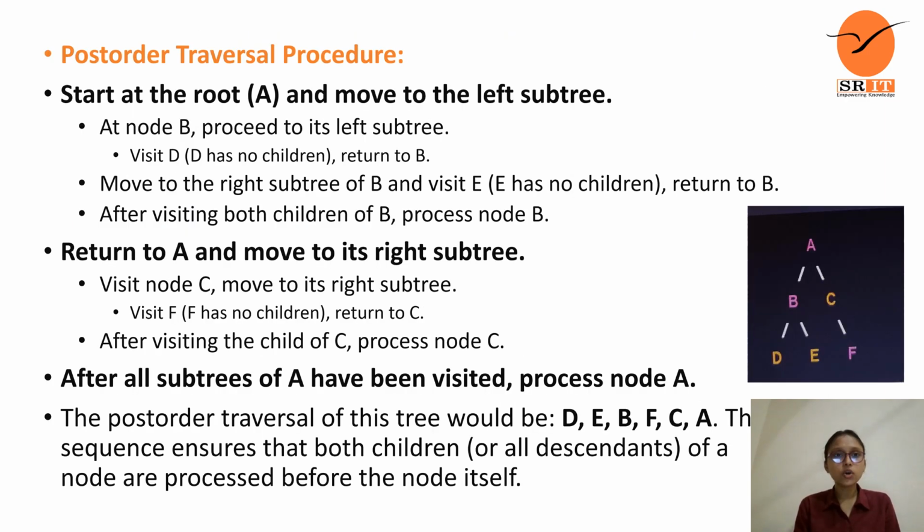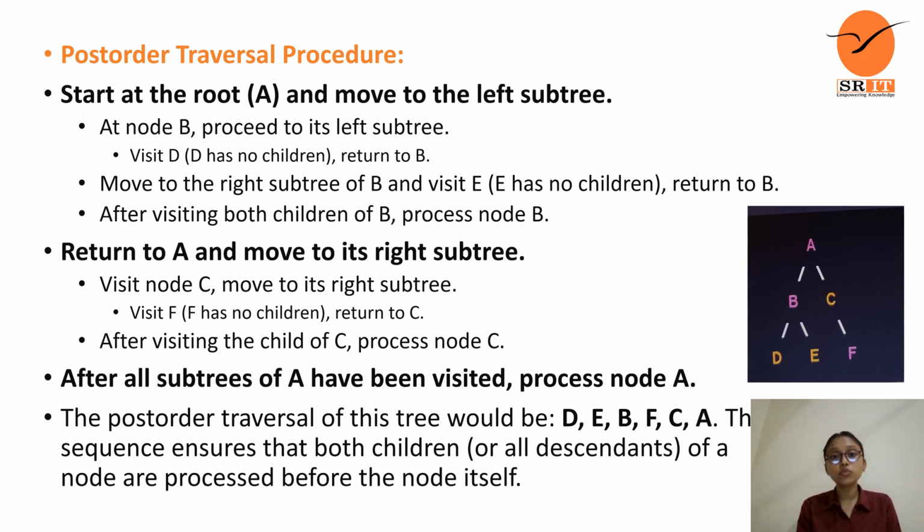So here's the technique. We start at the root node and move to the left subtree. At node B, we proceed to its left subtree. We visit D, then we return to B. We move to the right subtree of B and visit E. E has no children, as we can see in the diagram given. So we return to B. After visiting both children of B, we process node B.